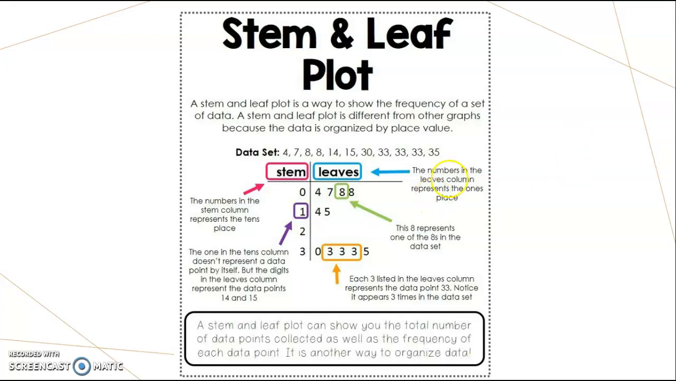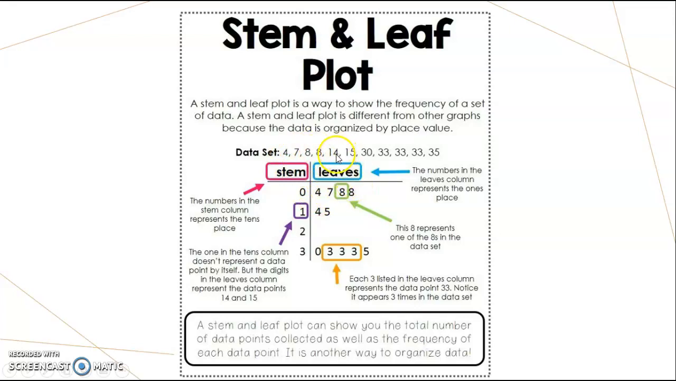So here we have our data set of numbers, and we use the stem and leaf plot to organize these numbers right here. In our stem side, we have our tens place. And in our leaf side, we have our ones place. For example, for the numbers 4, 7, 8, and 8, we don't have a tens place. We don't have a number before that. So that is why there's a 0 here. And then our ones place would be 4, 7, 8, and 8.